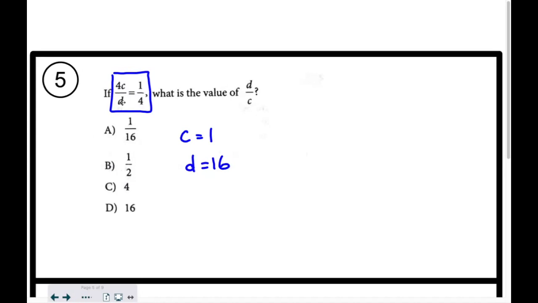Because if C is 1 and D is 16, that gives me 4 over 16, which is 1/4. So again, you can't just pick any values you want. You have to make sure it satisfies this. But once it does, this part is so easy. You just plug it in, and 16 over 1 is 16. So if you pick easy values, then the problem just becomes a lot easier. I guess that's obvious. But again, you can cross multiply and get d by itself and substitute. And again, we're all going to get to 16.